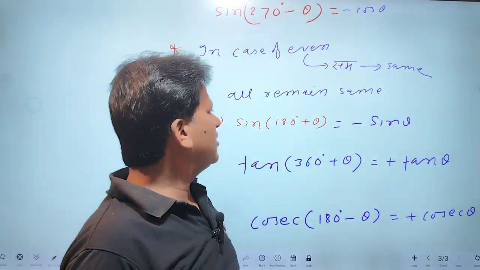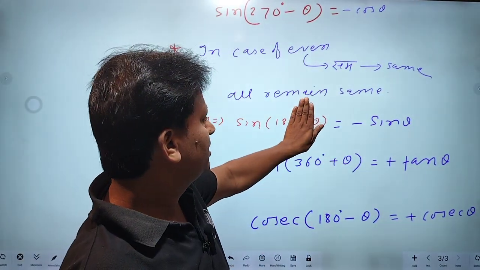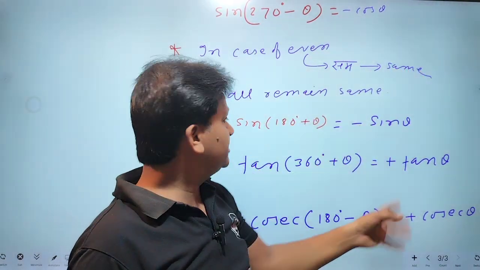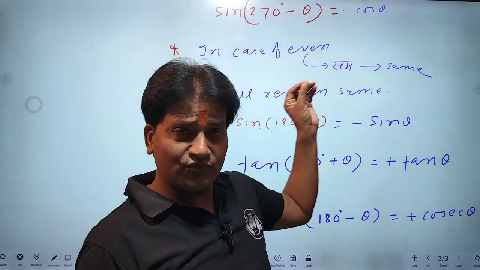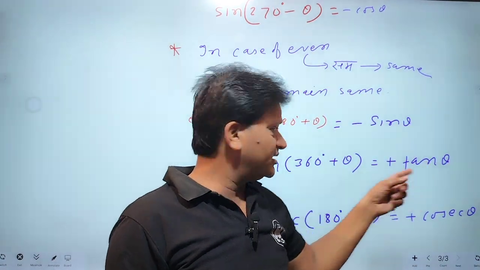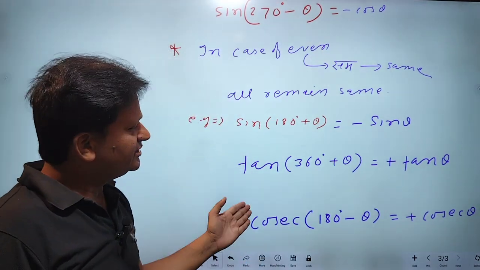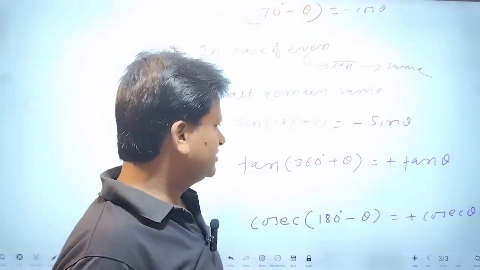Okay. Now I am going to remove 0. 18 is even. Even means same. Means sine will remain in sine. Therefore, sine theta. Okay.